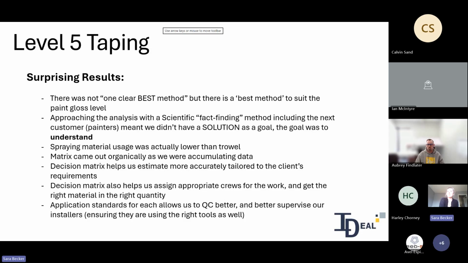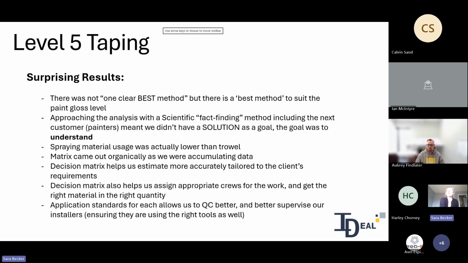So we wouldn't have known that roller applied is best for big areas, or that trowel is the highest quality, right? So that was really surprising to me. When we were on site and actually looking at the work and talking to the workers, it felt very like fact finding for us. Like we didn't have a solution as the goal. The goal was to understand the process and the decision making behind it, the methodology that people were using, the tools, the grit of sandpaper, like Ian was saying.